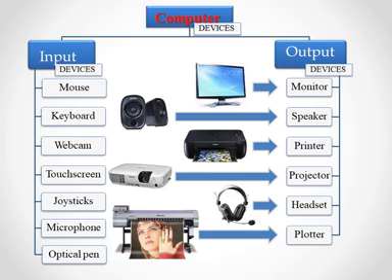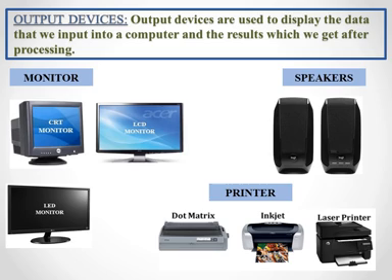Next one, we come to output devices. What are the different output devices? Monitor, speaker, printer, projector, headset. Okay, let's see what the functions of an output device are. So what is an output device? It is a device used to display data from the computer, where the result is shown. So once the process is done, the result will be displayed.